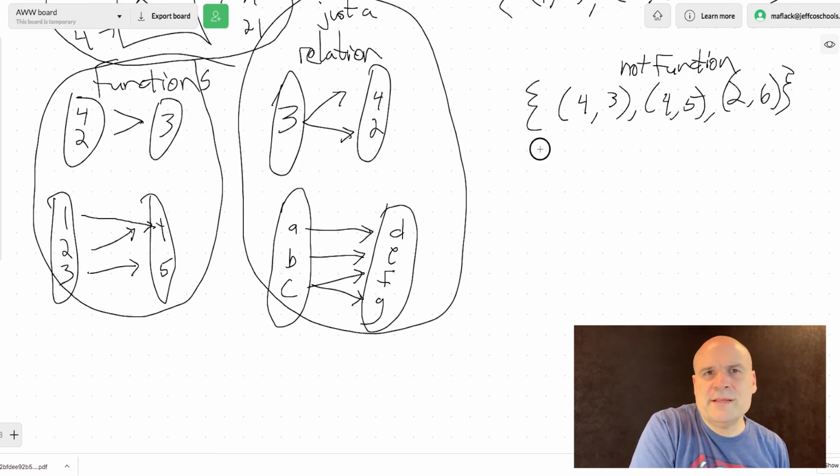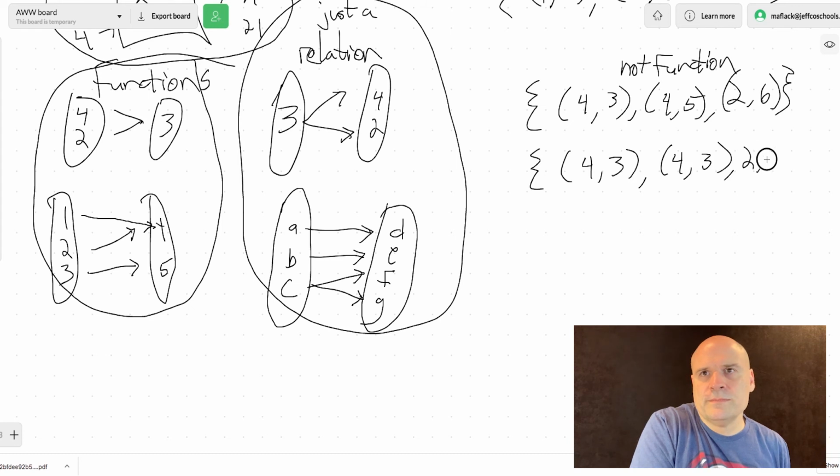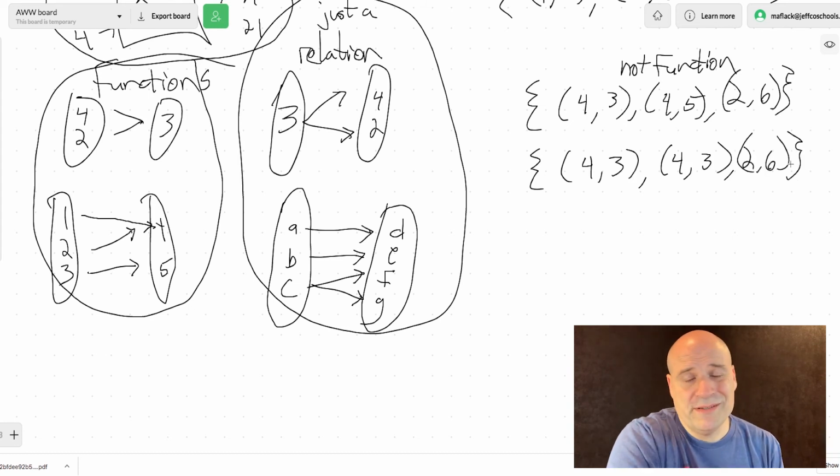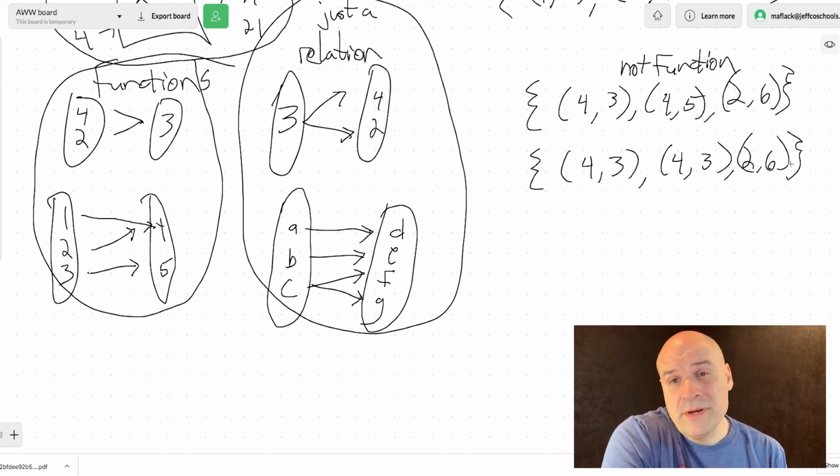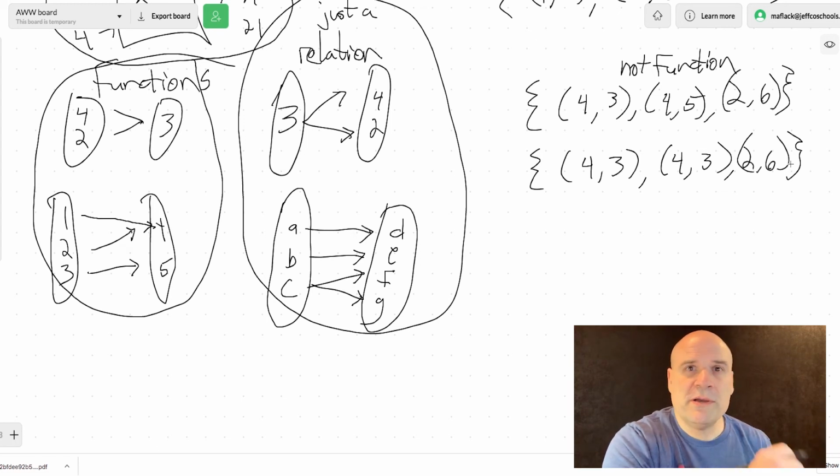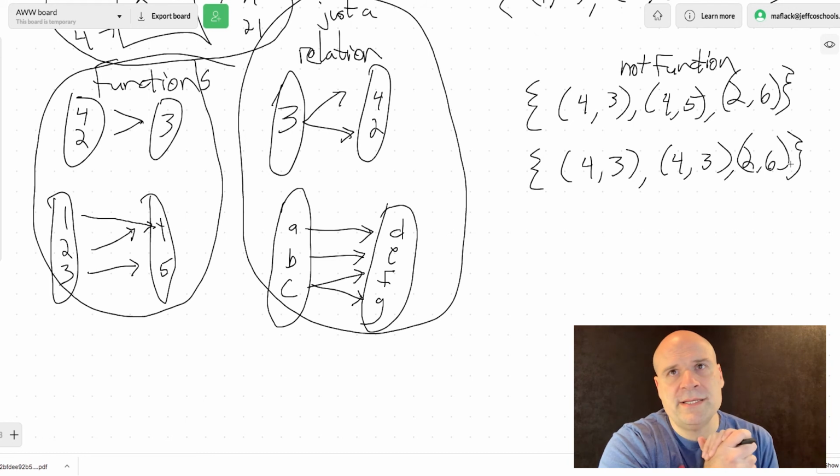What about something like this? What if we had these ordered pairs? Well, this is kind of a trick question. 4 only goes to 3, even though I listed that ordered pair twice. So just because you have multiple x's doesn't mean it's not a function. If those multiple x's still go to that same y every time, then it's still a function, okay?